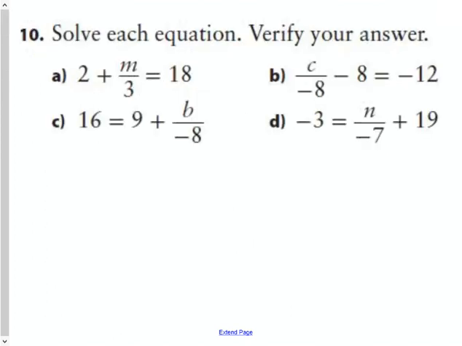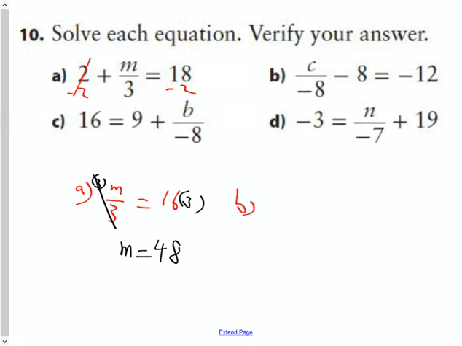It says solve each equation, verify your answer. So we're going to use opposite operation for this. So we're going to solve this with opposite operation. I'm going to subtract 2 from both sides because we know that we have to get rid of our constant first. Once we do that, we're going to have m over 3 is equal to 16. We're then going to multiply both sides by 3. And we're going to find our solution of m equals a positive 48.